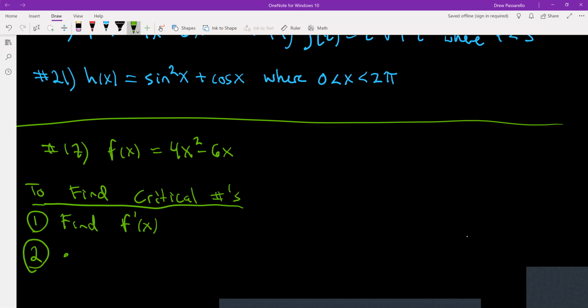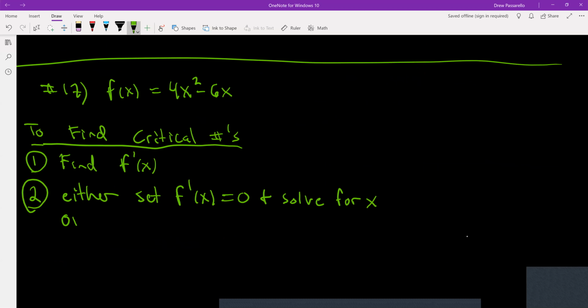You either set f prime of x equal to 0 and solve for x, or find any cases where f prime of x doesn't exist. I would say most of the time it's going to exist, and really you're just going to be setting f prime of x equal to 0.